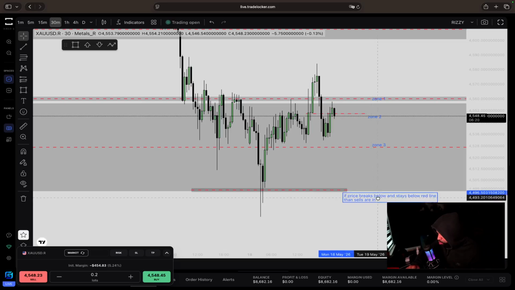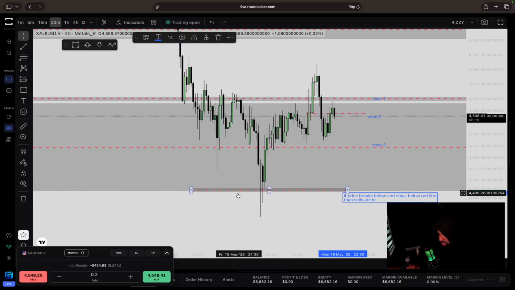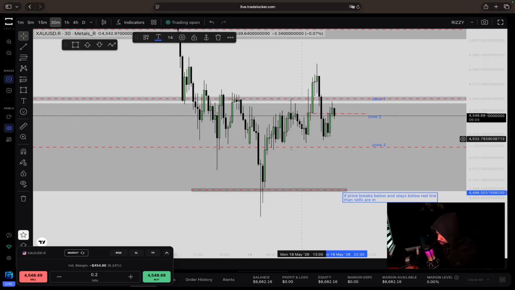I put, if price breaks below and stays below this red line, this is a high risk trade right here. And I ended up winning, but this is a veteran move. This is not a move for beginners. Up here will be more for new people.